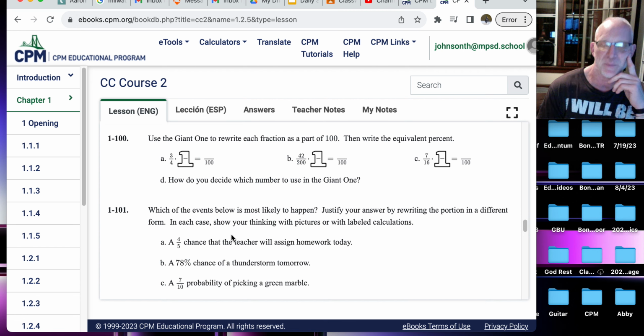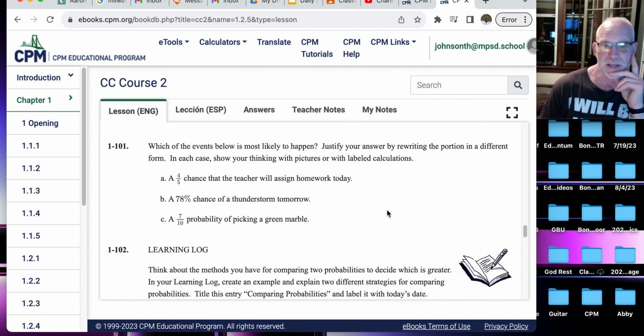And then strip 4, 3/4 times the great 1 equals something over 100. What goes in the great 1? What goes in the numerator? 4/200ths times the great 1 equals something over 100. What goes in the great 1? What's the numerator? 7/16ths times the great 1 equals something over 100. What goes in the great 1? What goes in the numerator? How did you decide which number to use in the giant 1? Or the giant 1, I should say.